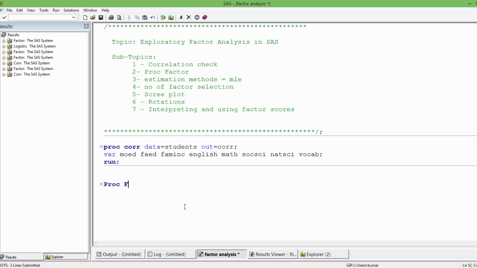Proc factor is the SAS procedure that is used for factor analysis. Proc factor data equals the name of the data, and then in var you mention all the variables that you want to use in factor analysis. This is the simple form of proc factor syntax. There are options available. We will use the options later. Let us run the very simple version of proc factor.